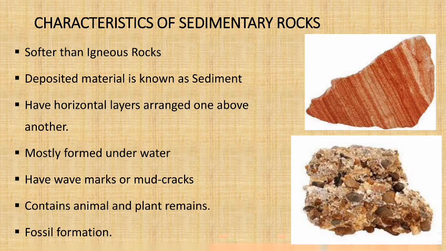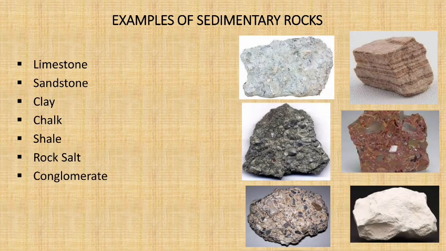Now we come to the characteristics of sedimentary rocks. Sedimentary rocks are softer than igneous rock. The material that is being deposited is called sediment, from where we get the name of the rock, sedimentary rock. They are formed in horizontal layers, one upon another, and mostly we find them underwater. They also have wave marks or mud cracks. They contain animal remains, thus resulting in fossil formation. Some examples of sedimentary rocks are limestone, sandstone, chalk, shell, rock salt, conglomerate, etc.